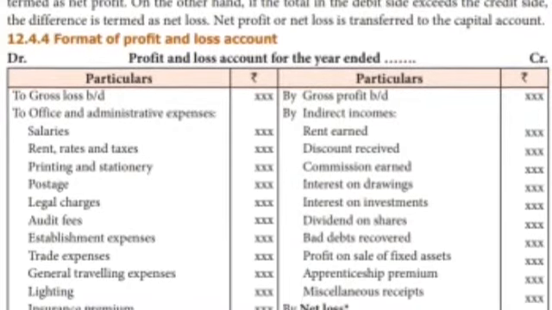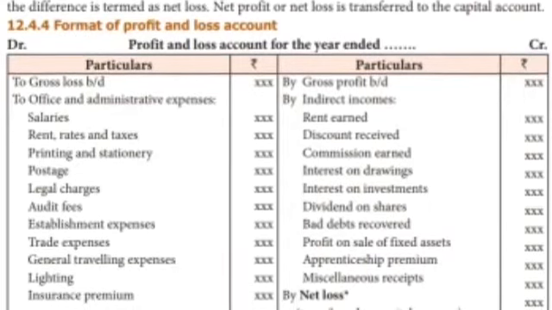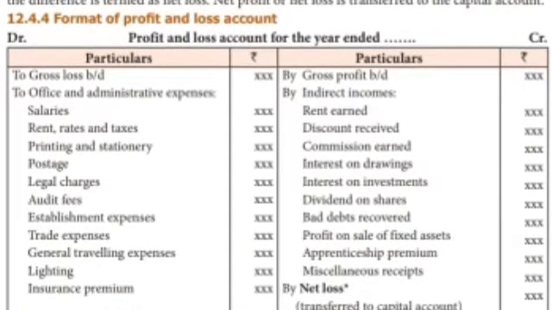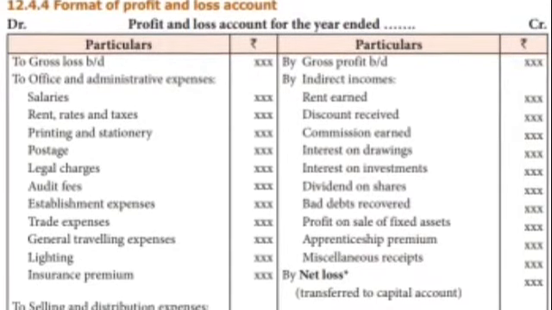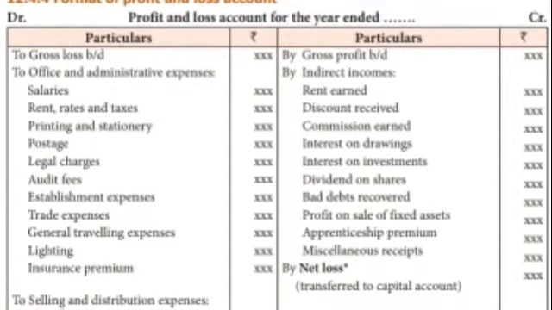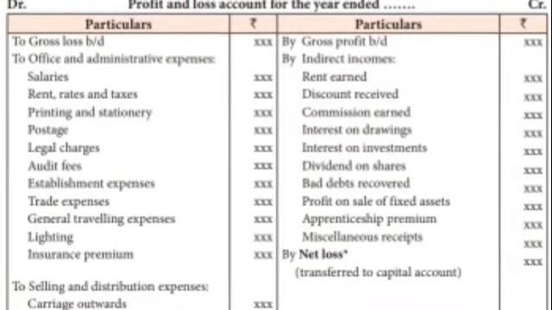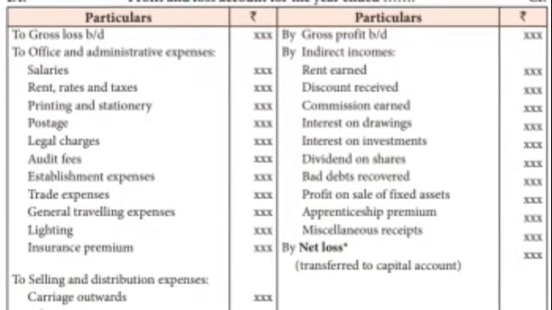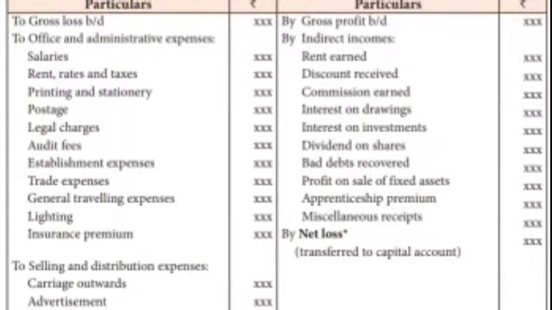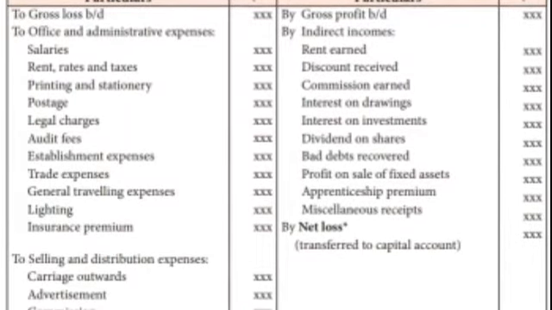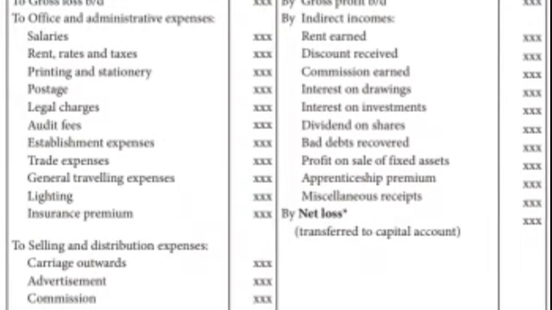Okay, first one, debit side. You will see on the debit side: to gross loss brought down. Where do you have to bring it down from? The trading account, isn't it? Then to office and administrative expenses. What are the administrative expenses? See what items are administration oriented: salaries, rent, rates and taxes, printing and stationery, postages, legal charges, audit fees, establishment expenses, trade expenses, general traveling expenses, lighting, insurance premium. All this comes under administrative expenses.